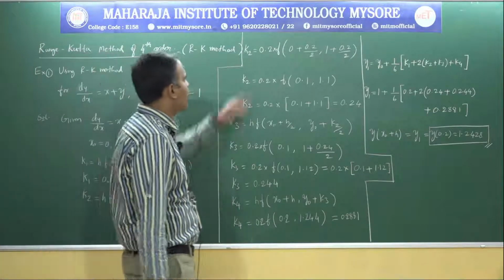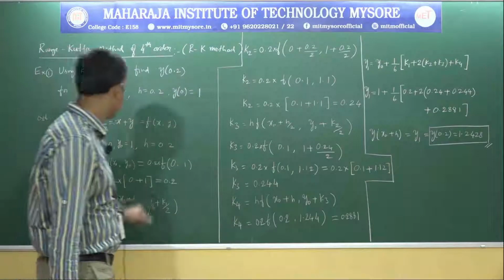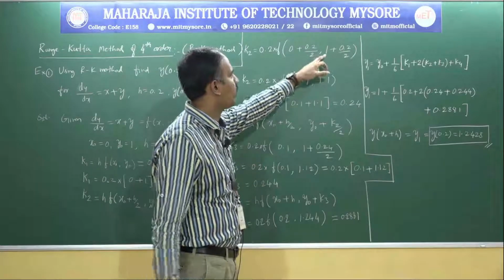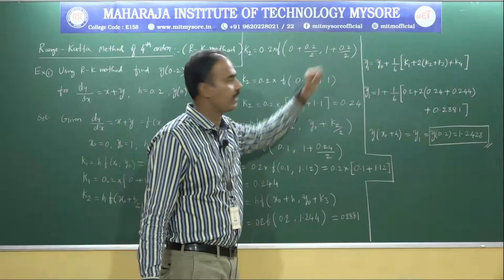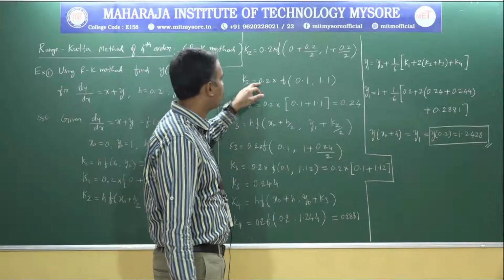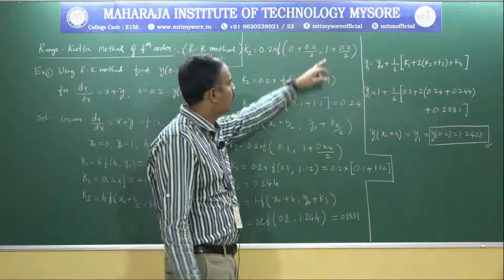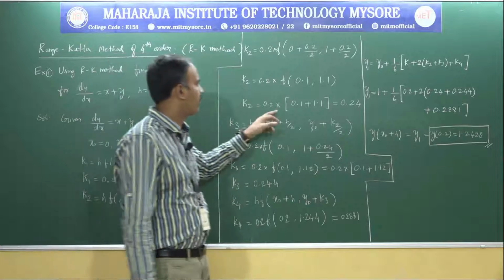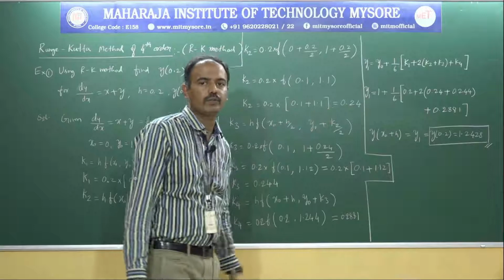Here k2 is 0.2 times f of x naught value 0 plus h value 0.2 by 2 comma y naught value 1 plus k1 by 2. K1 by 2 means the previous k1 value 0.2 is available, that's why it's 0.2 by 2. Now k2 is 0.2 into f of 0.1 comma 1.1. The k2 here is 0.2 into 0.1 plus 1.1, and we get 0.24.